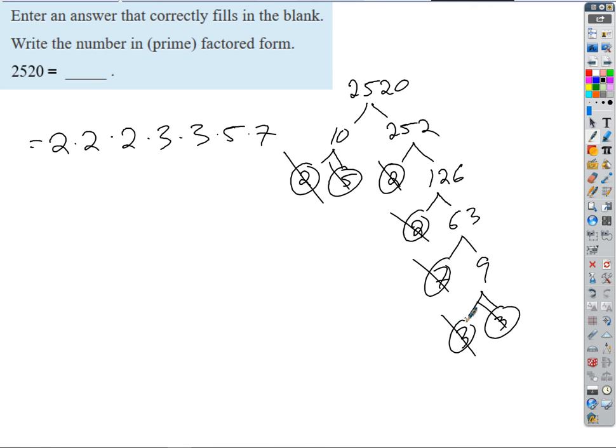How would I write 2 times 2 times 2? 2 cubed. Times 3 squared times 5 times 7. That's our answer. Okay. This is good. This is a better way to do it because now it tells us what all of the factors are, and then the exponents tell us the multiplicity. Tells us how many times each of those factors appears, right? Okay, make sense?